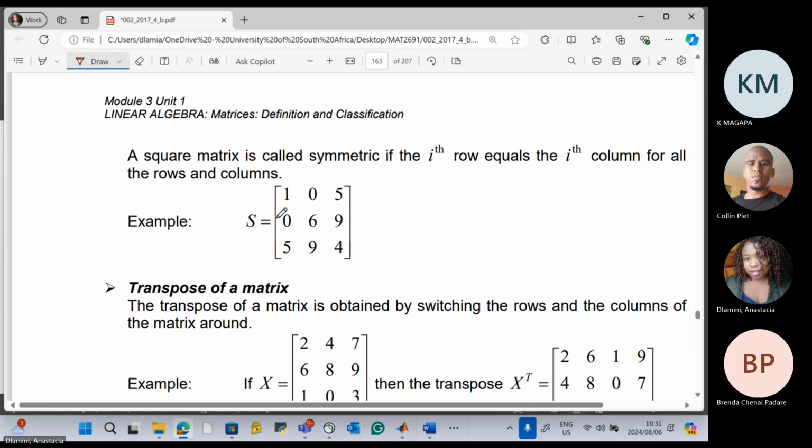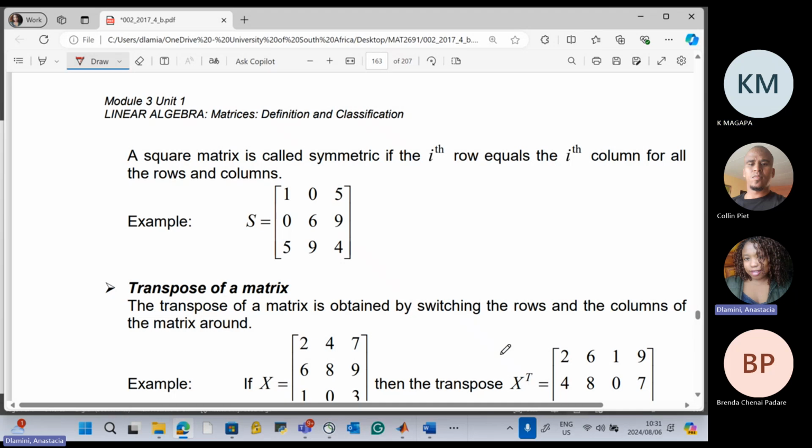Okay, so they're saying that a square matrix, meaning a 2 by 2, 3 by 3, or 4 by 4, is a symmetric matrix if row 1 is the same as column 1, if row 2 is the same as column 2, and if row 3 is the same as column 3.